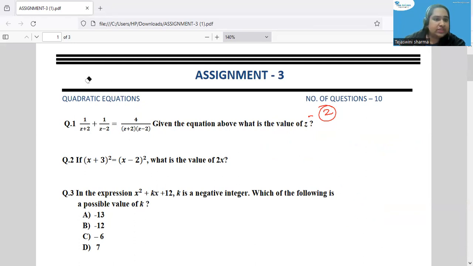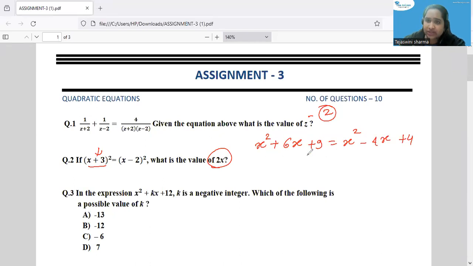The question is: if x plus 3 the whole to the power 2, means this expression having the power 2, is equal to x minus 2 the whole to the power 2, what is the value of 2x? In that case, if you simplify both the given expressions, it will be x to the power 2, plus 9, and 2 times 3 will be 6x, and then here you will have x to the power 2, plus 4, and then a negative symbol. Here it is 2 times 2, which is 4, so negative 4x.